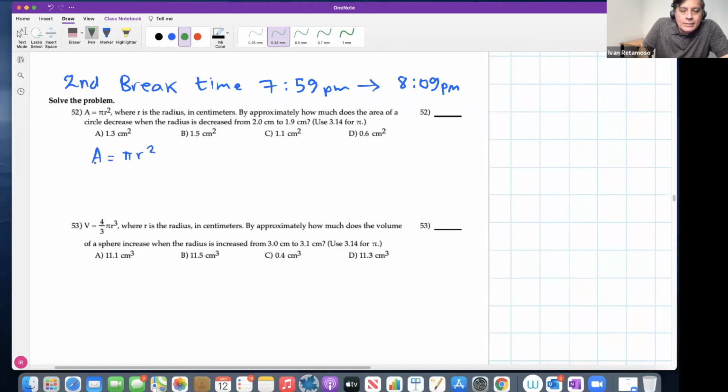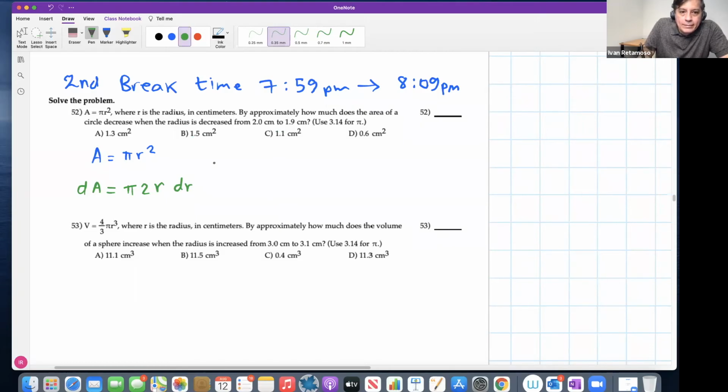Now, this question is related to differentials, right? How do I know? Because they're asking me for the difference on the area from the difference of radius. So remember, differentials work like this. You do this, dA, differential of area, equal to the derivative, which is pi 2r times differential of radius, right? This is how the differentials are related.